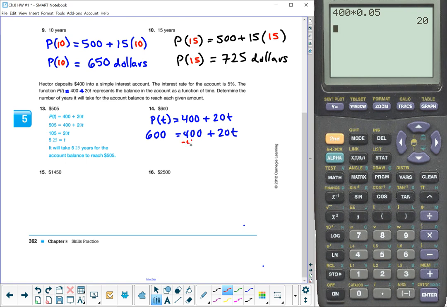So in this case, minus 400, you will get 200. 600 minus 400 is 200, equals 20t, and then you're going to finish this up by dividing by 20. And you will finally get t equals 200 divided by 20, which is 10. So t equals 10. And 10 what? 10 years.